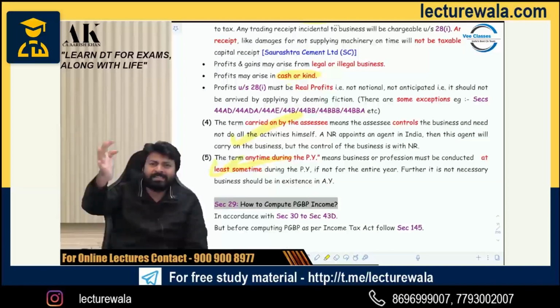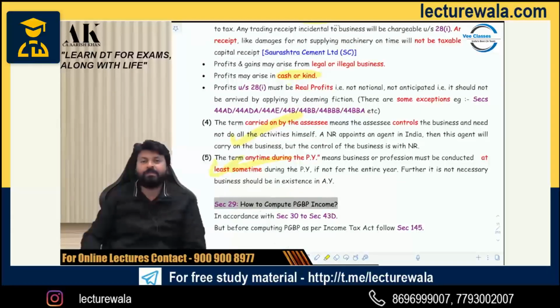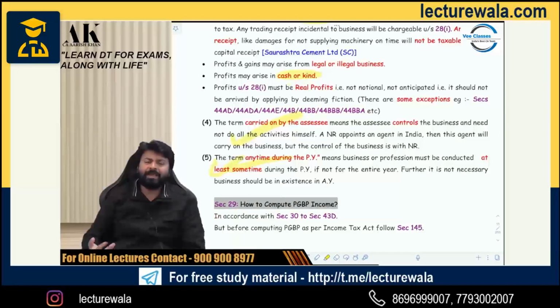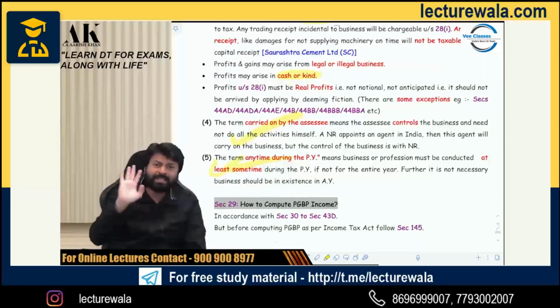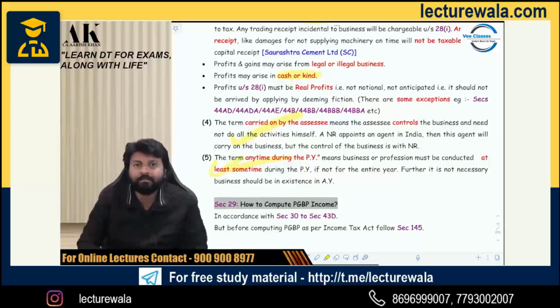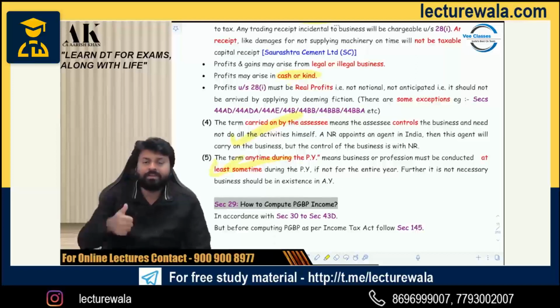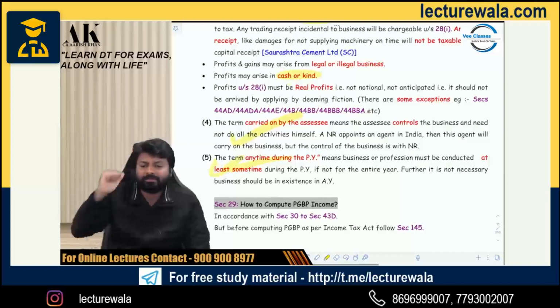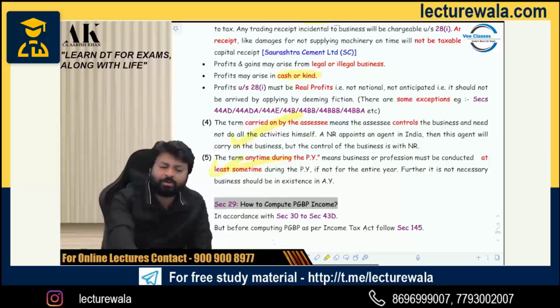Further, it is not necessary that the business should be done in AY also. You have done the business in PY, you have earned profit. In AY, the business is closed. That is all fine. That is a part and parcel of the business. It happens. So, continuation of business in AY is not necessary. What is necessary? You should do the business in PY. That's it. This is what your charging section is all about. Profits and gains from business or profession carried on by SSE at any time during the previous year. Let's go through it once and then we'll go ahead.